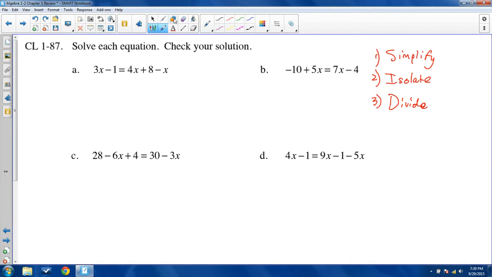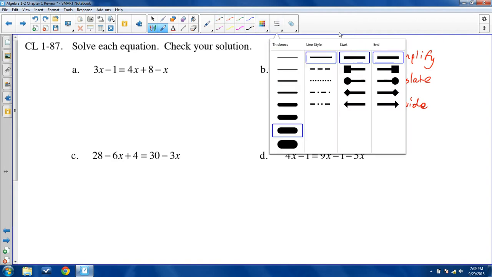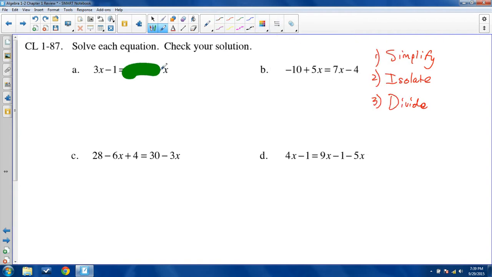For instance, simplify. Let me completely hide, and I'm literally going to do it. Let me completely hide this side of the equation right here. Let's look at 3x minus 1. Can I combine like terms at all? Does 3x minus 1 equal 2x? No, it does not. That stays just as is. I'm not going to do anything there.